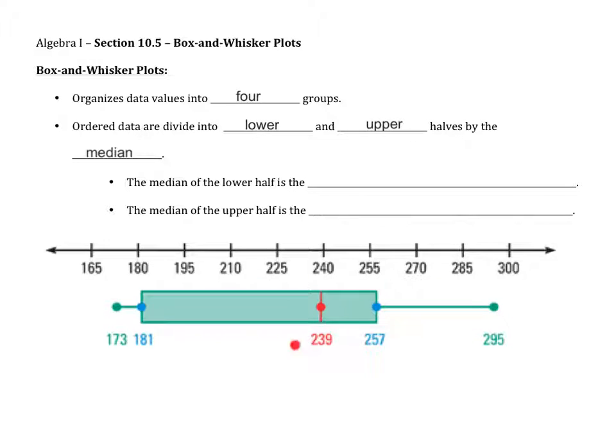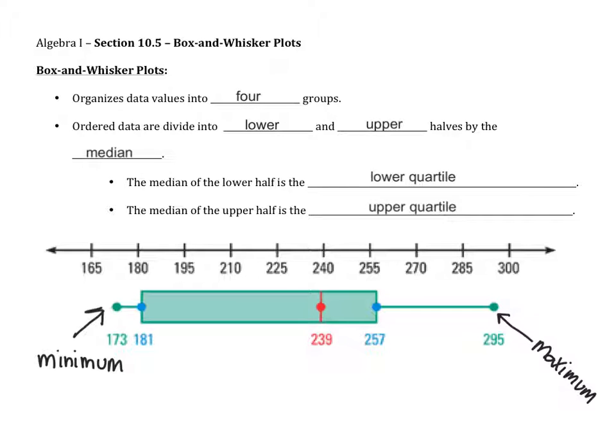Ordered data, meaning data that is in order, are divided into lower and upper halves by the median. So again, looking at our example, this is the median, so this would be the lower half, and this would be the upper half. The median of the lower half is the lower quartile. The median of the upper half is the upper quartile. So again, looking at our diagram, this number is your minimum number. This number is your maximum number. And as you can see, the minimum and the maximum is how the whiskers are drawn.